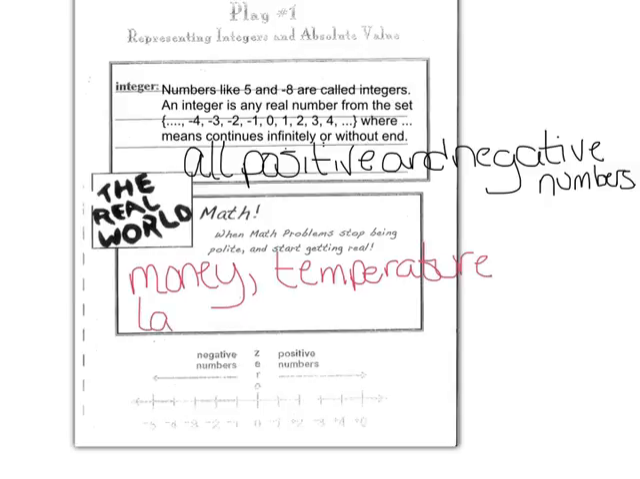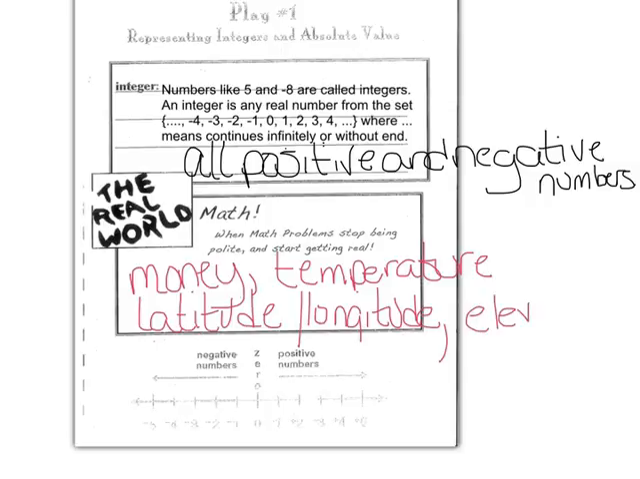Latitude and longitude, which I think you've been learning about in either Miss Zivalik or Miss Miles' class, relates to positives and negatives. Altitude or elevation: anything above sea level would be a positive number. Below sea level would be a negative. When you talk about BC and AD in time, in social studies concepts, BC is negative, AD is positive. Those are things to remember.